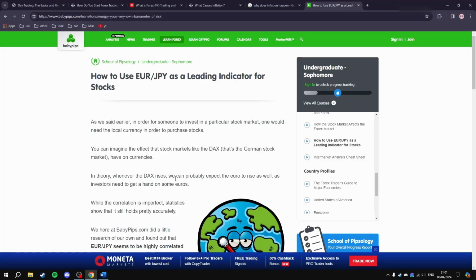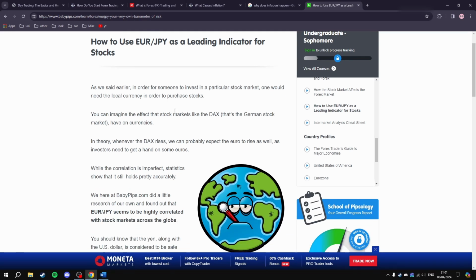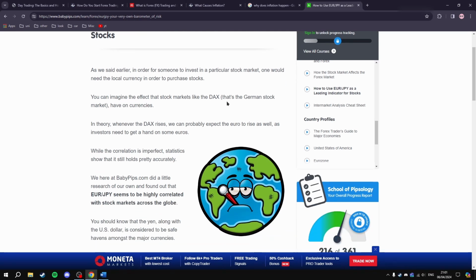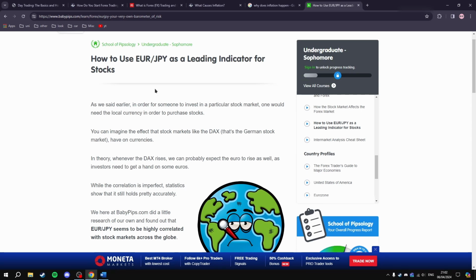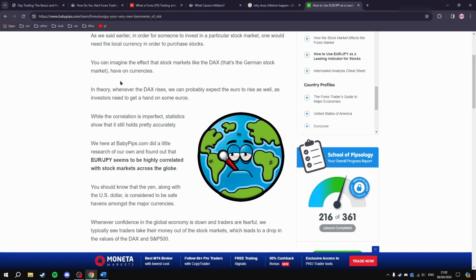Right, okay, so as we said earlier, in order for someone to invest in a particular stock market, one would need the local currency in order to purchase stocks. You can imagine the effect that stock markets like the DAX, that's the German stock market, have on currencies. In theory, whenever the DAX rises, we can probably expect the euro to rise as well, as investors need to get a hand on some euros. While the correlation is imperfect, statistics show that it still holds pretty accurately. We here at bbpips.com did a little research of our own and found out that EUR/JPY seems to be highly correlated with stock markets across the globe.